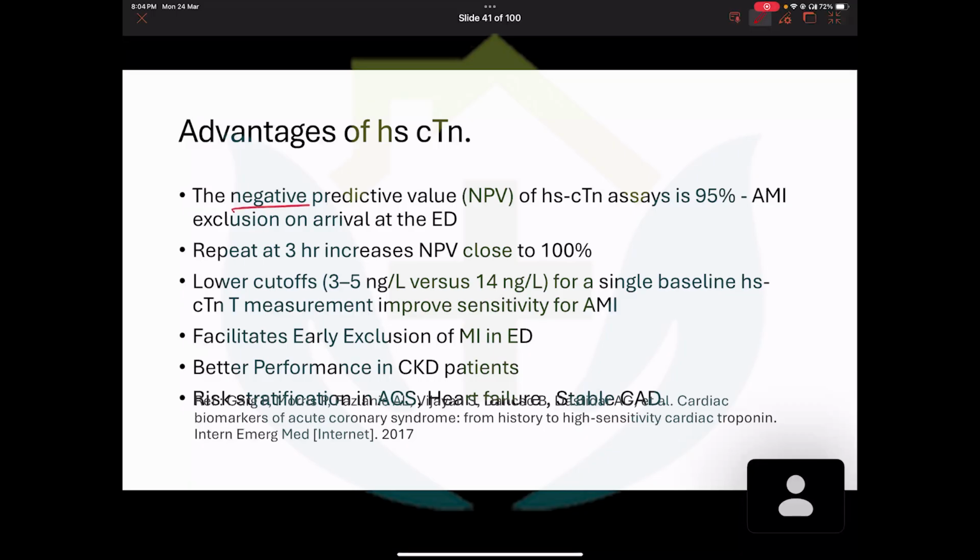As I told, the negative predictive value is very high if it is repeated at 3 hours, and if it is still not very high, the negative predictive value is close to 100%. It has got a lower cutoff, that is why it is high sensitivity, of 3 to 5 nanogram per liter, and normal troponin is around 14. So it facilitates mostly early exclusion.